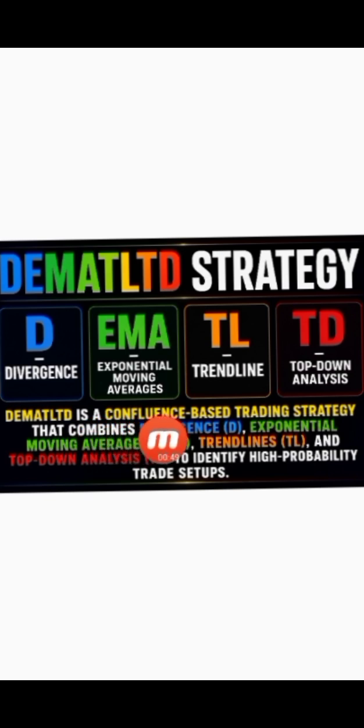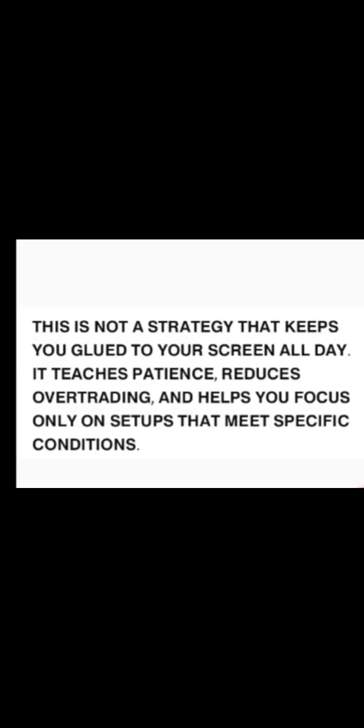DEMATLTD is a confluence-based trading strategy that combines divergence, exponential moving averages, trendline, and top-down analysis to identify high probability trade setups. This is not a strategy that keeps you glued to your screen all day. It teaches patience, reduces overtrading, and helps you focus only on setups that meet specific conditions.